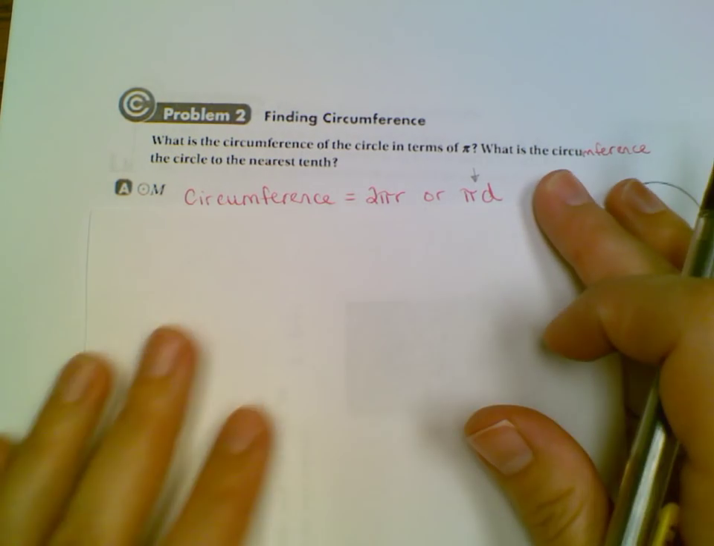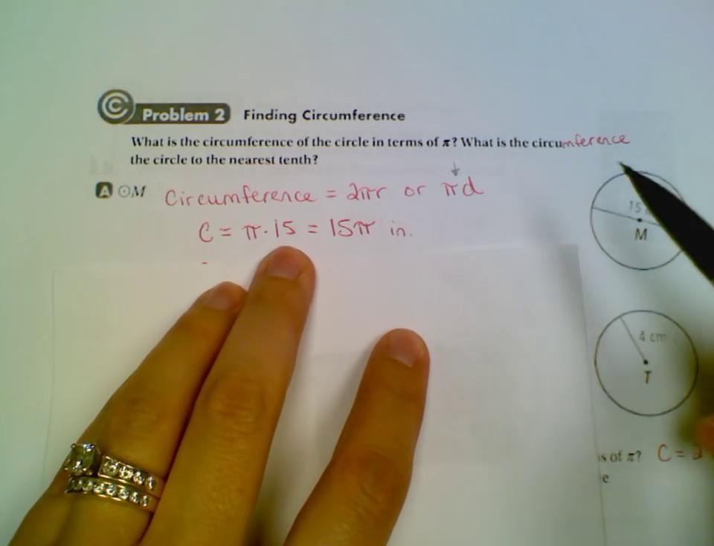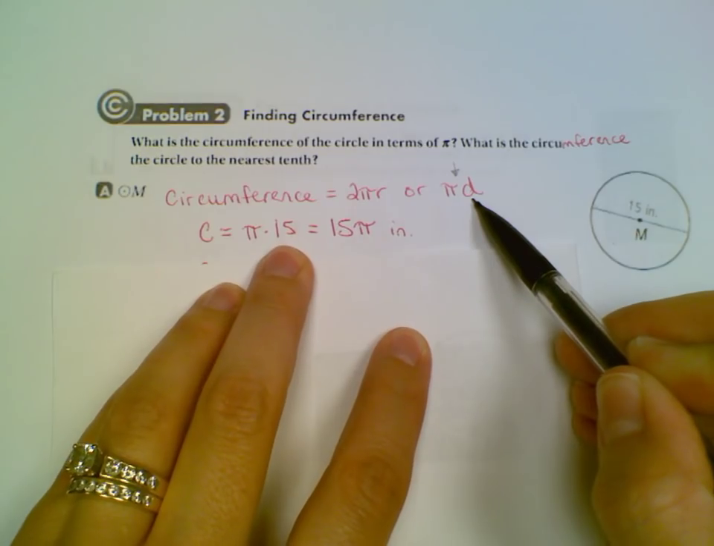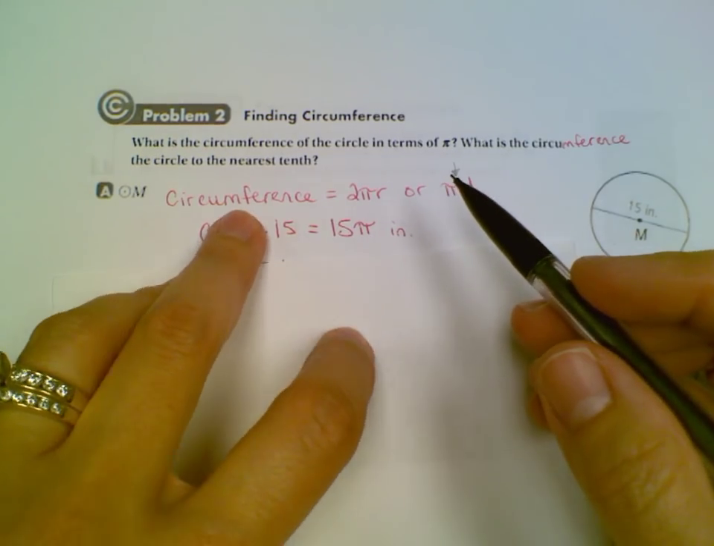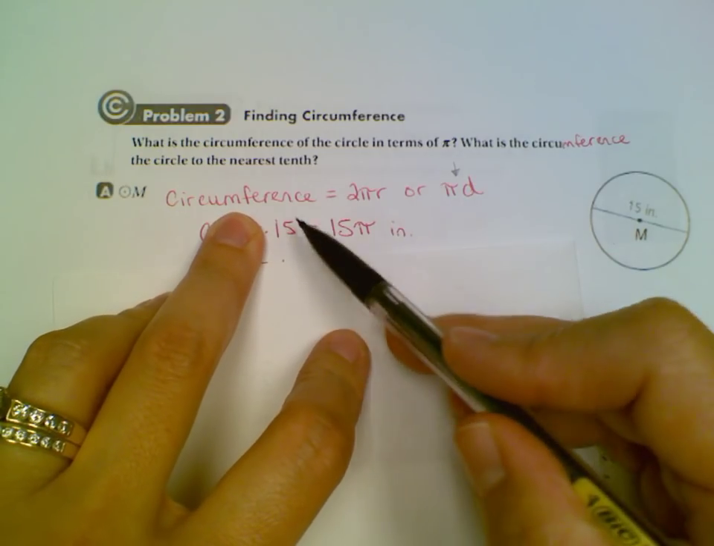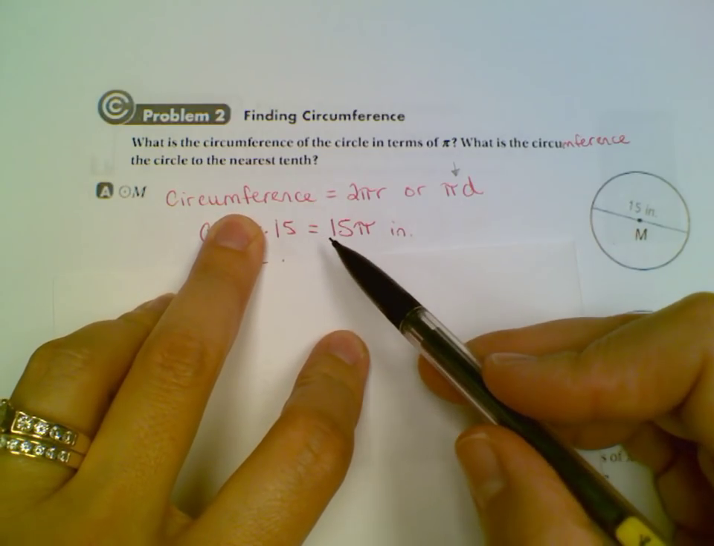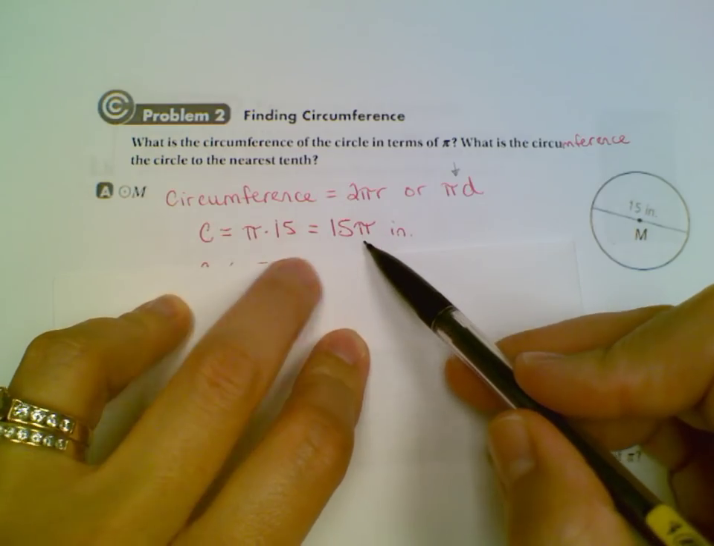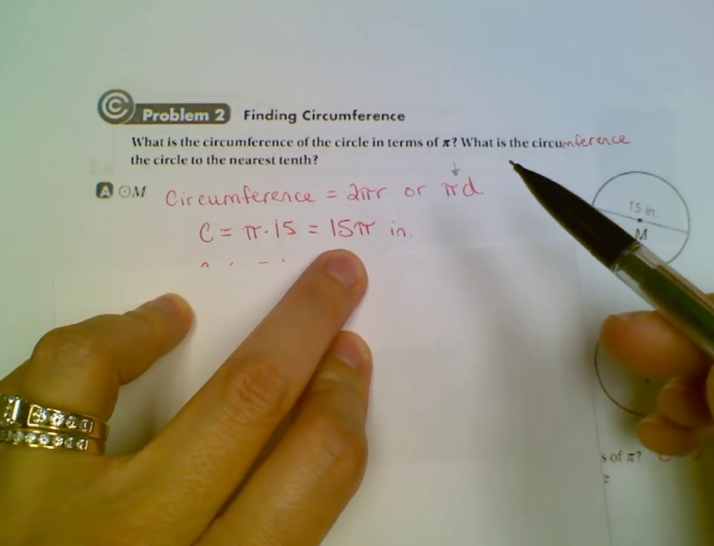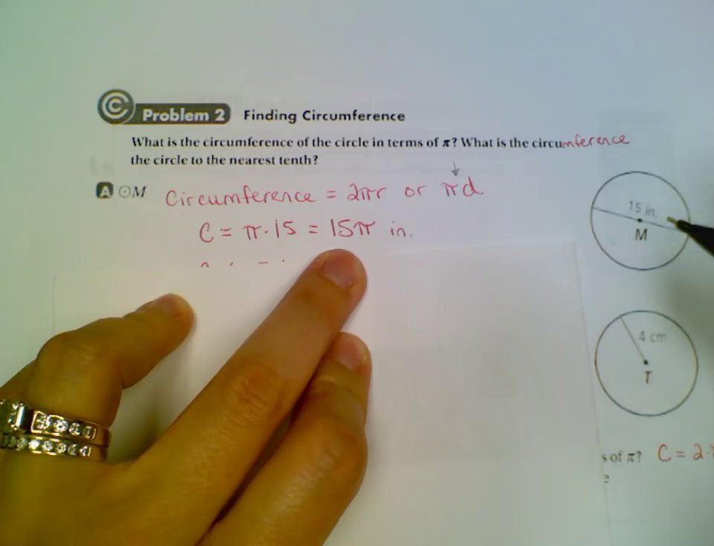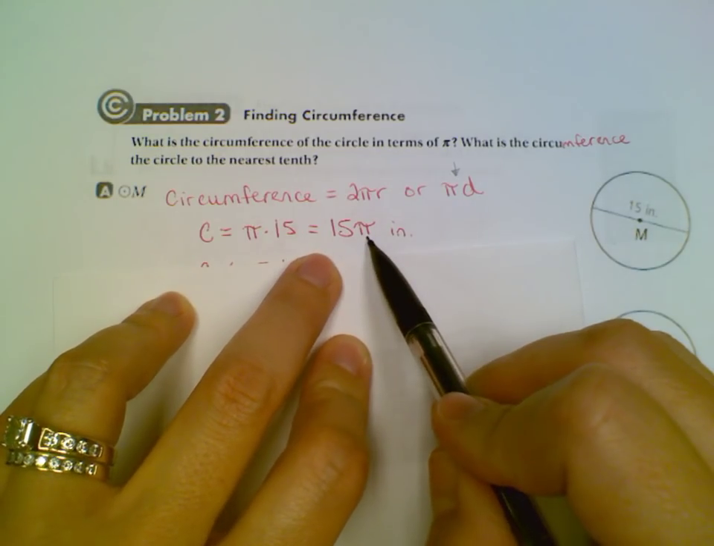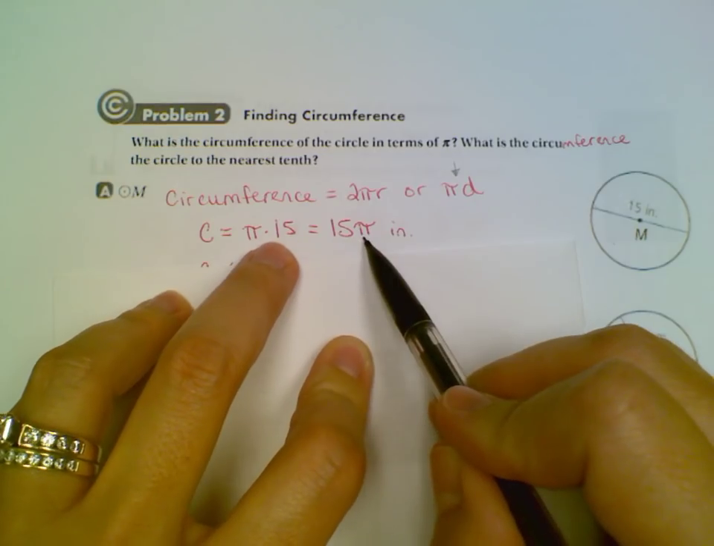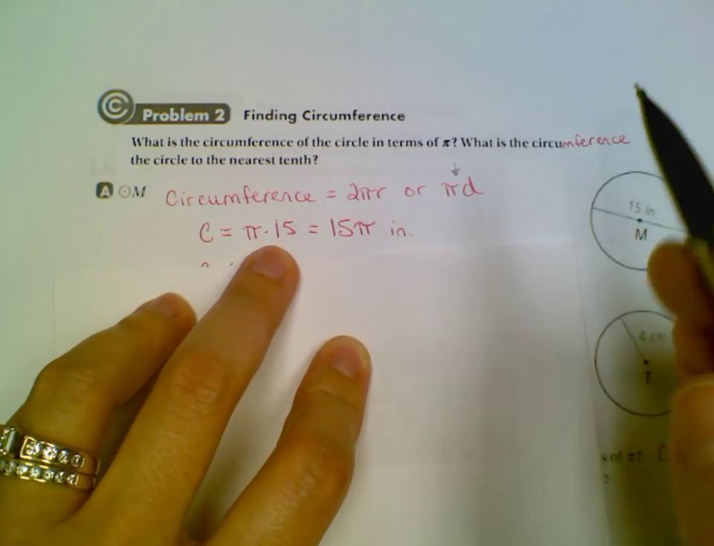If I was going to plug in my 15 for the diameter and leave my answer in terms of pi, that means you ignore the pi symbol and do any multiplication that you can to simplify. Do that number and then just tack on the pi symbol at the end. So we're not looking at pi as being a number right now. Instead, I look at it in terms of a symbol. So I just do 15 pi as my answer with inches.